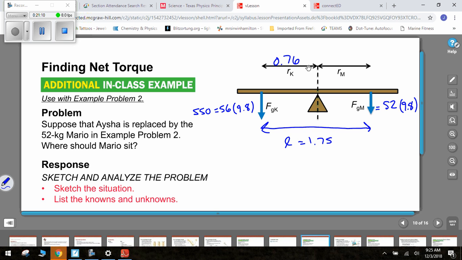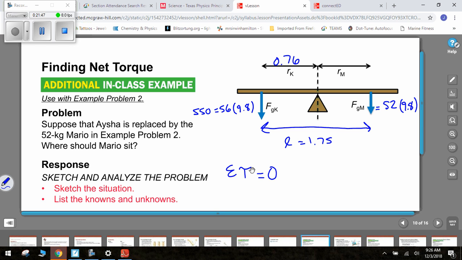So, we got to figure out what the R for Mario should be. Okay? So what we're going to do is set it up so that the sum, remember sigma, looks like that weird looking E thing, of the torques is equal to 0. Because we said we wanted them to balance. We want them to be in equilibrium. So the sum of the torques has to be 0.